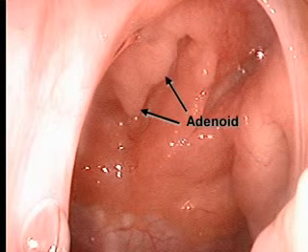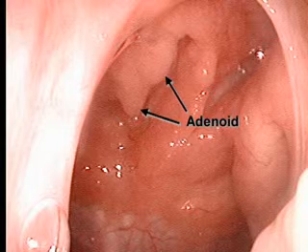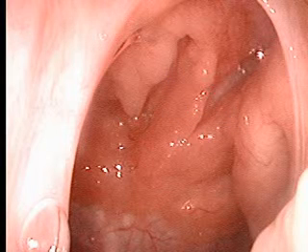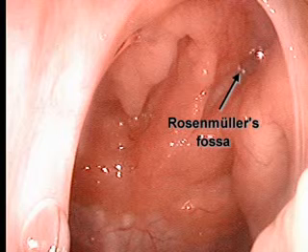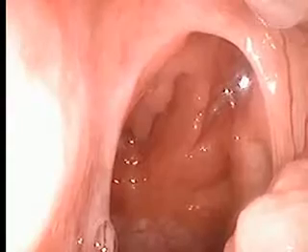Visualize the adenoid or central lymphoid tissue of Waldeyer's ring. Immediately posterior to the eustachian tube is a shallow depression called Rosenmuller's fossa. Because nasopharyngeal carcinoma may arise from these recesses, this part of the exam merits especially careful evaluation. Next, evaluate the posterior nasal septum and the nasopharyngeal aspect of the soft palate.